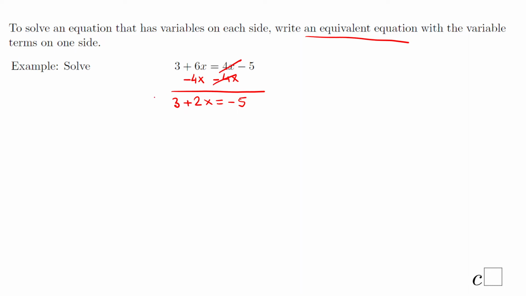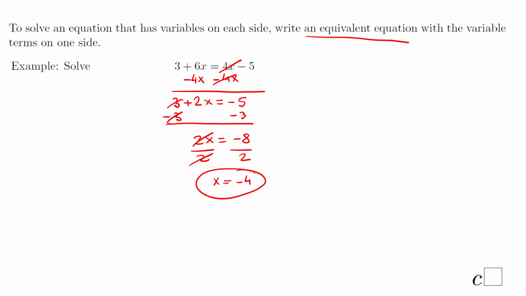And now this equation is similar to the other one we talked about. I'm going to subtract 3 on both sides. So then I will have 2x equals negative 8. And the last step will be to divide by 2 to get rid of this 2. Don't forget to do that on the other side, the right side in this case, and we end up with negative 8 over 2, which is negative 4. This is the solution of this equation.